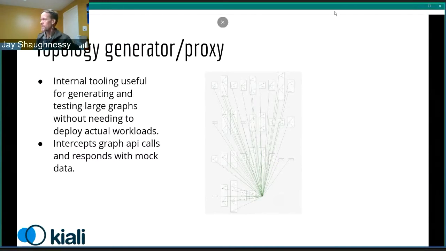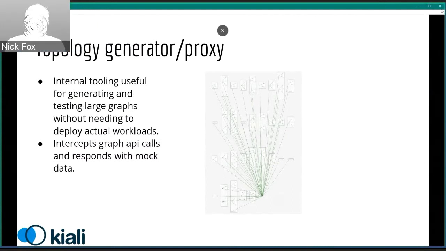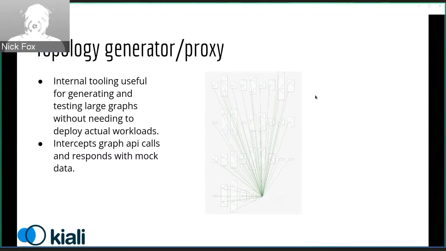So the generator proxy tool, like Jay said, is a tool that helps you visualize large workloads, large deployments, without actually having to deploy those, specifically for testing things like large topologies. You don't always have a cluster available where you can deploy a large amount of workloads and services and whatnot. And so it basically works by intercepting Kiali Graph API calls, creating some namespaces for you, doing all the setup you need in order to generate the graph, and then mocking out that graph response so that you can play around with these different layouts as you see here.